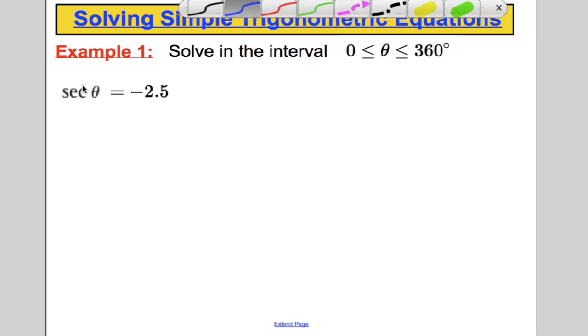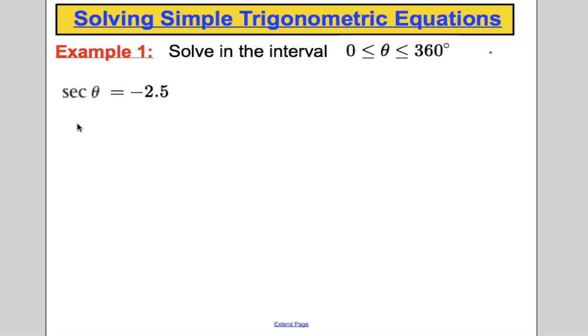Well, in order to do this, you revert to what the definition of sec theta is. Sec theta is 1 over cos theta. So if you know that 1 over cos theta is minus 2.5, or minus 2.5 over 1, you know therefore that you can flip both sides of the equation, and you know that cos theta is 1 divided by minus 2.5, which is equal to minus 0.4.